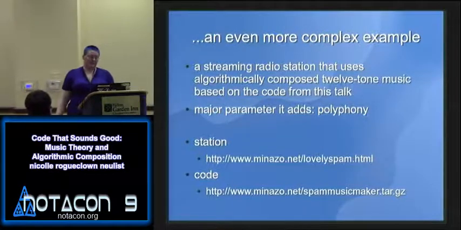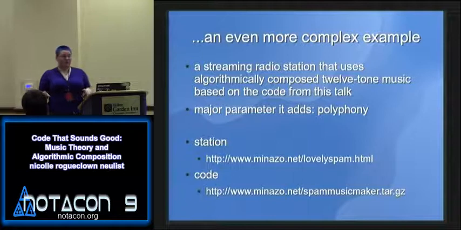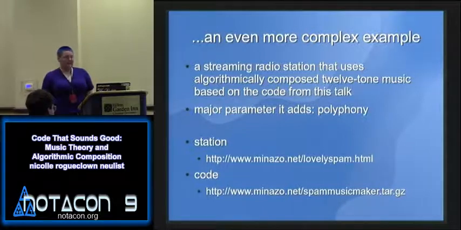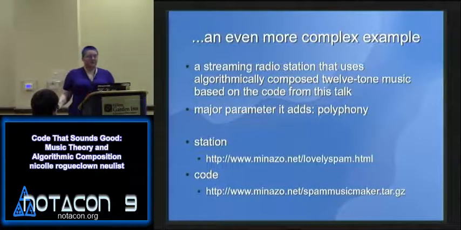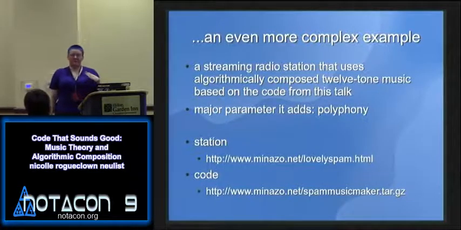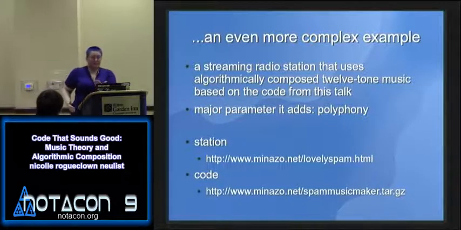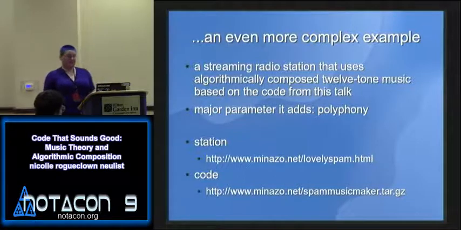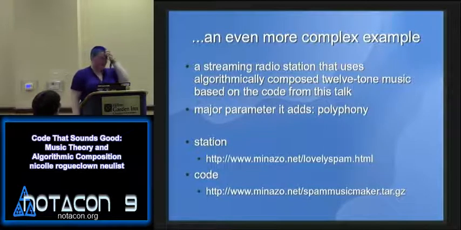Now, an even more complex example, which I'm not going to completely go into because I only have a limited amount of time, is a streaming radio station that I set up maybe 2 months ago. It uses algorithmically composed 12-tone music. Based on the code from this talk, several of the functions that I showed you today are in the code for this radio station, and the major parameter it adds is polyphony. One of the random choices is that it's going to have 1, 2, 3, 4, or 5 voices at the same time. And there's code in there to make sure that the tone row, or the retrograde or the inversion, et cetera, has been gone through in each voice before it starts again in each voice, which was a little weird to work out, but I eventually got the algorithm to work. And it's called lovely spam because that's exactly what it is.